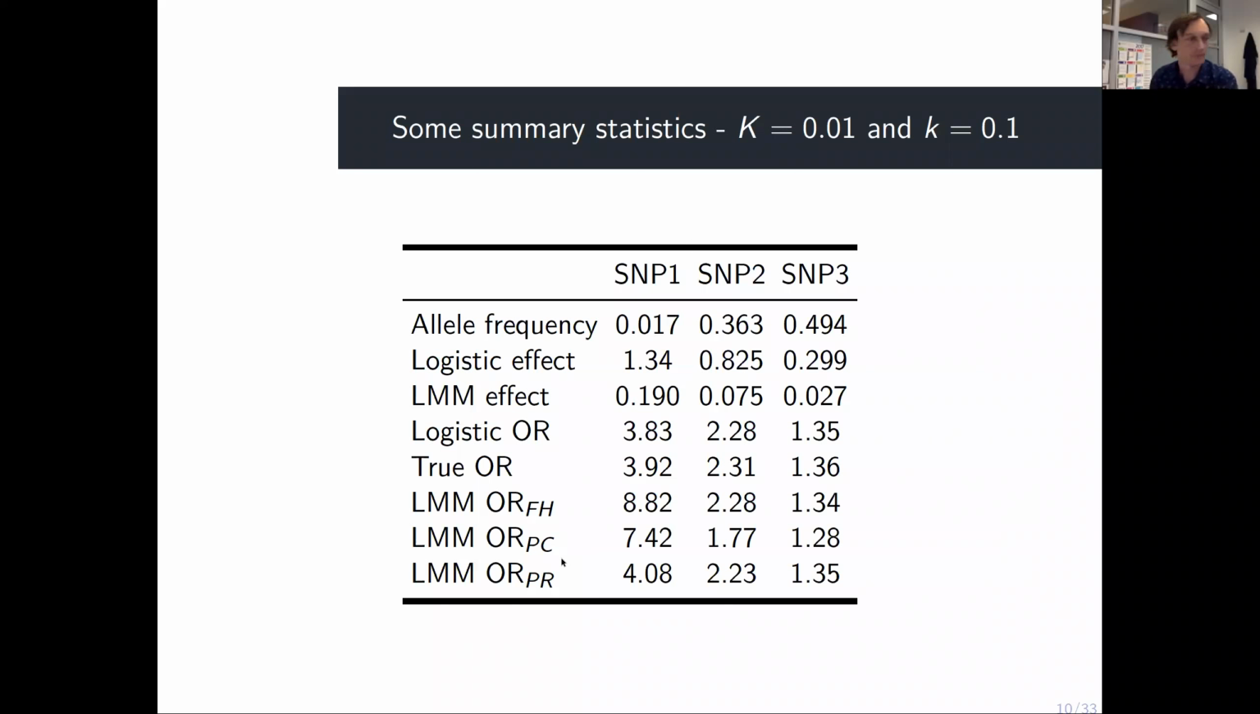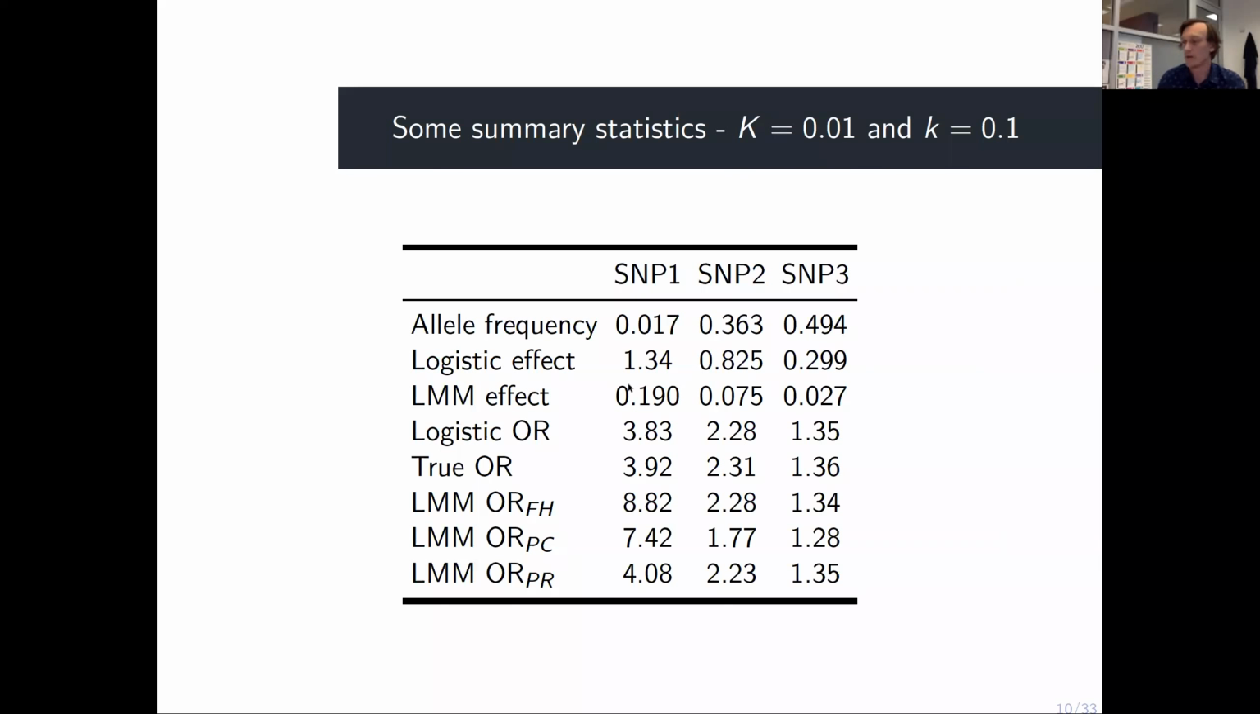Sorry, Luke, can I chime in here? Sure. Are you saying it's a function of the effect size, or is it actually an effect of the allele frequency? Because obviously your three SNPs differ in terms of their allele frequencies. So you mean the mapping to the odds ratio being a function of the allele frequency? Yes. Yeah. So it's a function of the allele frequency, the effect, and the sample prevalence.